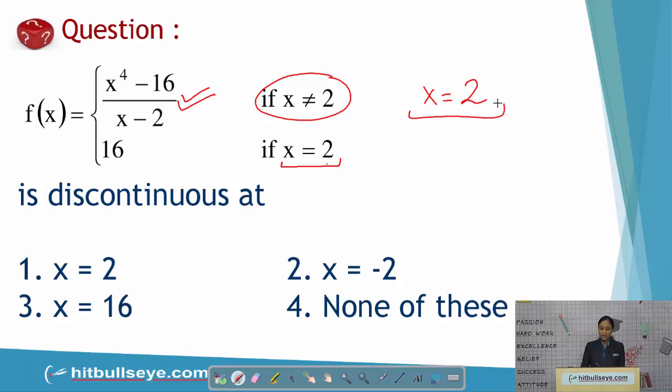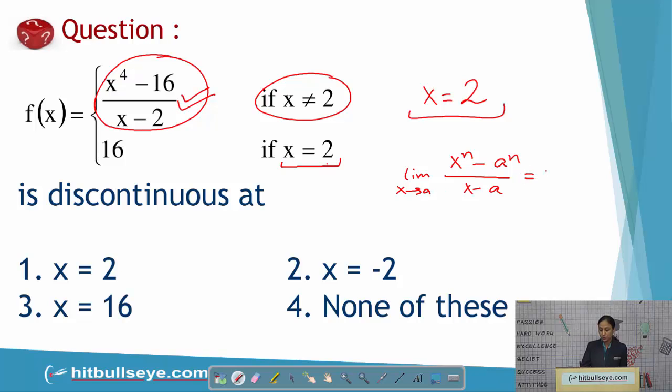Now, the right hand limit and the left hand limit can together be found here. Why? Because we have a formula for this. If you remember, we had limit x approaches a of (x^n minus a^n) upon (x minus a) is equal to n a raised to power n minus 1. So if you compare these two, you can easily observe that a is 2 and n is 4, which will give me the value of the limit as 4 times 2 raised to power 3, which is 32.